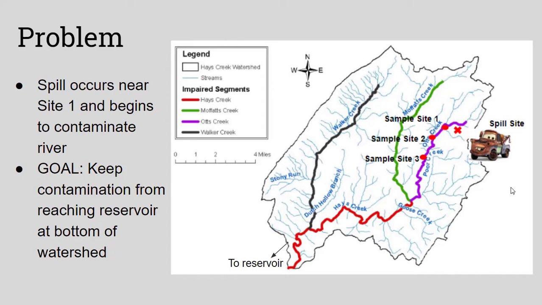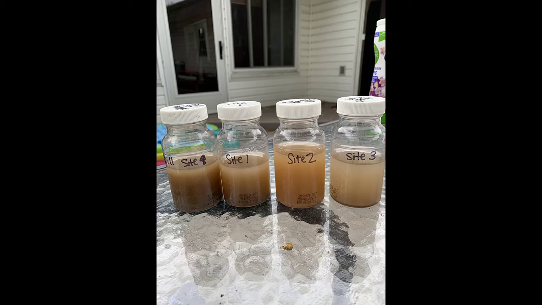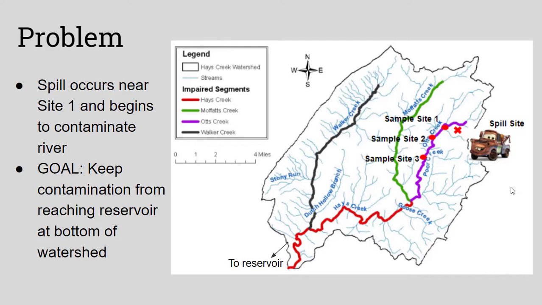So this is a watershed map. It shows you that any water within that area will eventually drain to this out point, which says it goes to a reservoir. This reservoir is providing drinking water to people in a nearby town, and so we need to make sure that this toxic chemical spill does not reach the reservoir.